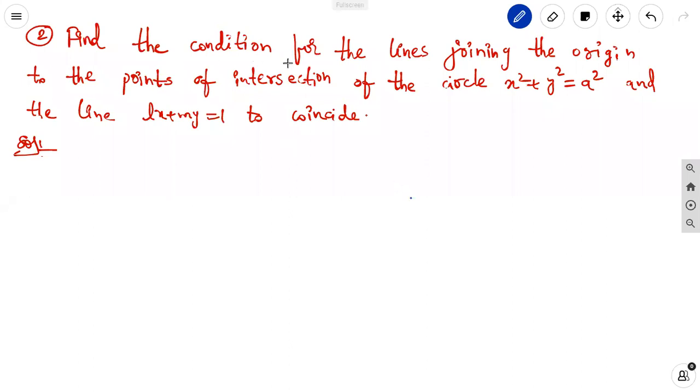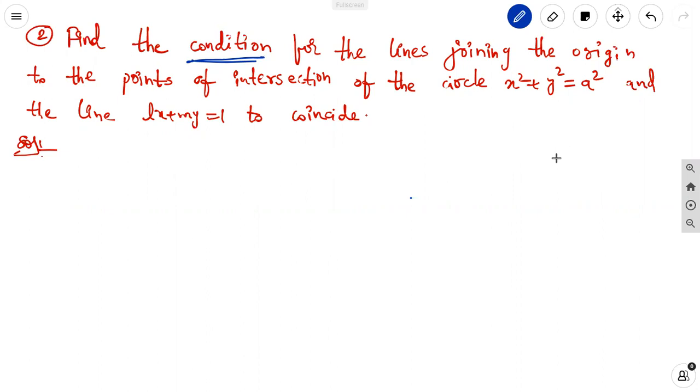Second problem, find the condition. Here also they are asking about the condition for the lines joining the origin to the points of intersection of the circle x square plus y square equal to a square and the line lx plus my equal to 1 to coincide. What is the relation when both lines coincide? Here coincide means their angle is 0 degrees.